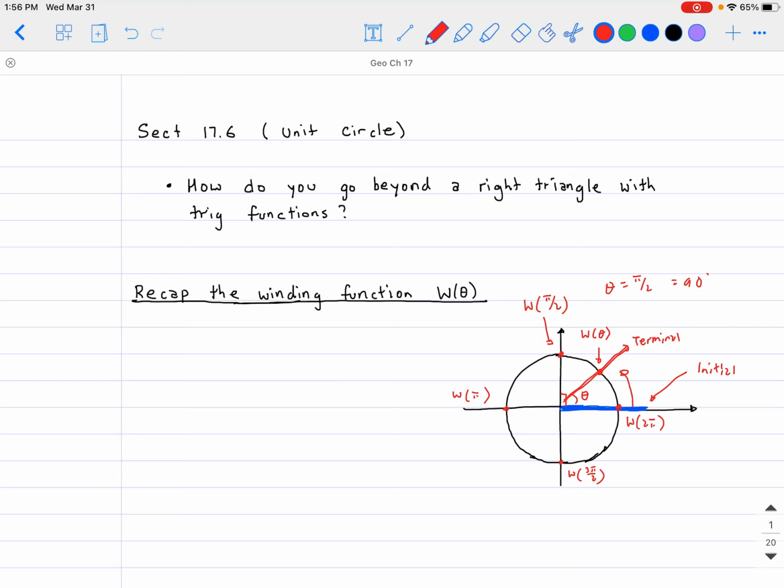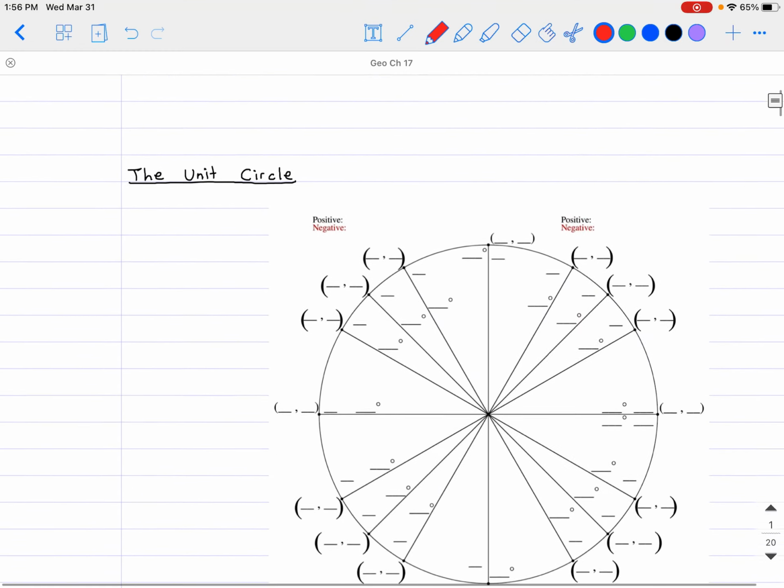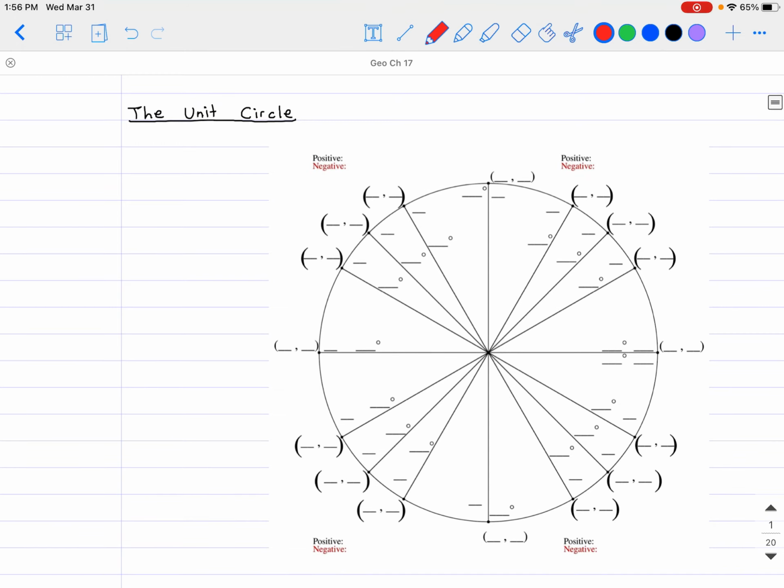Now we're going to take that and implement it into the unit circle. Here's a picture of it. To begin with, a unit circle is a circle where the radius is equal to 1. Hence, that's why it's called a unit circle. Each position on the unit circle will determine what the cosine of that angle value is, what the sine of that angle value is, and so on.